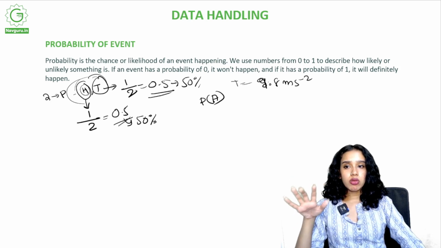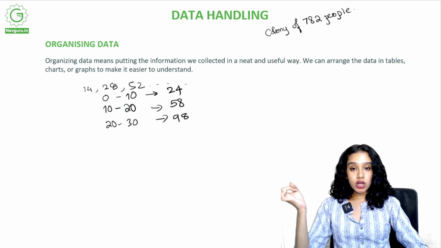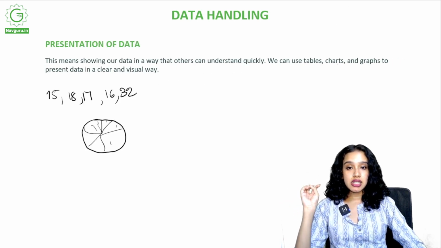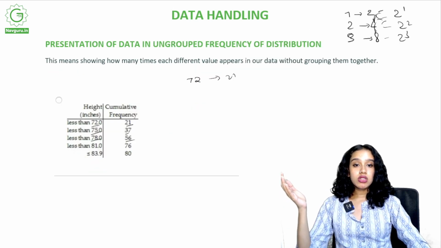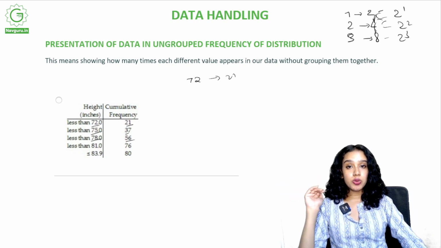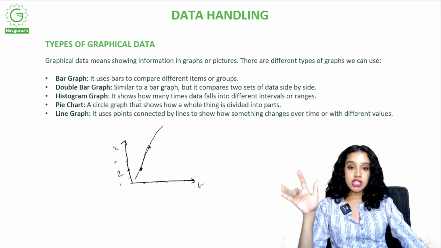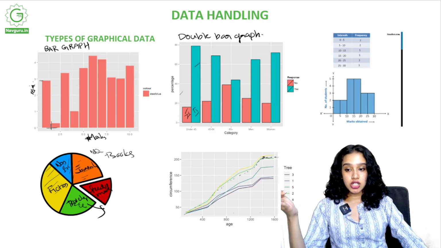Now this is all about this chapter, data handling. We talked about what data is, what organizing data is, and the frequency of data. We talked about how we group data, and the presentation of data in ascending and descending order, and also presentation of data in ungrouped frequency distribution. We talked about different types of graphical data: bar graph, double bar graph, histogram, pie chart, and line graph.